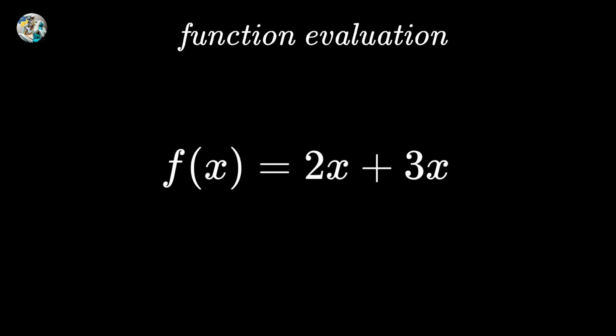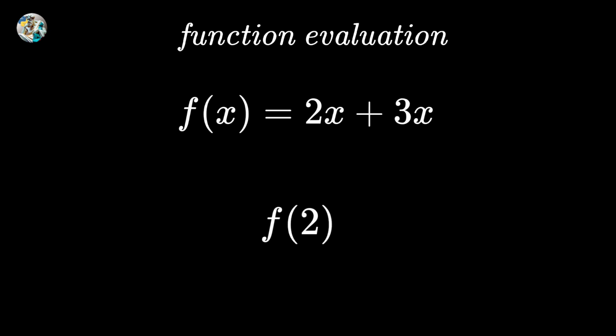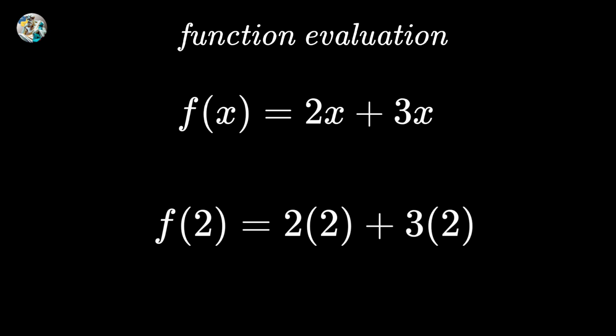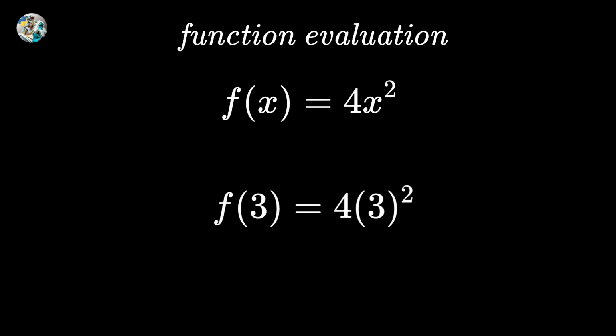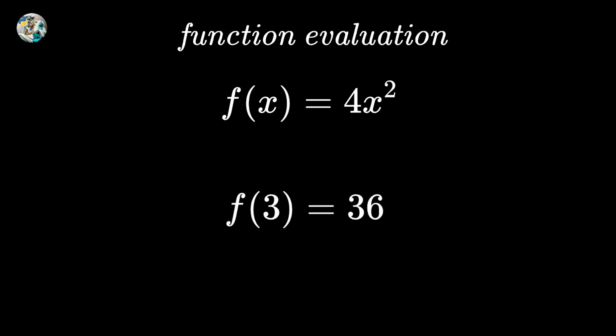Let's work with this function. f of x is equal to 2x plus 3x. To evaluate this function when 2 is the output, we'll have to substitute x with 2 in the input, which becomes this. And when simplifying it, becomes 10. Here's another one. f of x is equal to 4x squared. To find f of 3, we'll substitute x with 3, so it becomes 4 multiplied by 3 squared. And when simplified, it becomes 36.